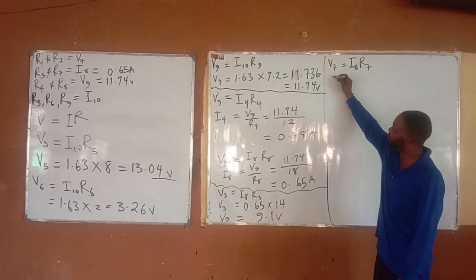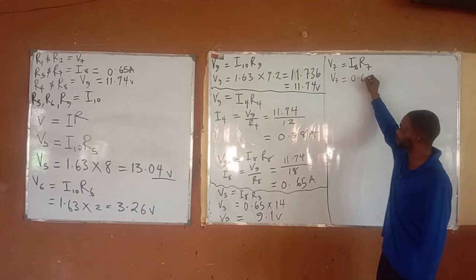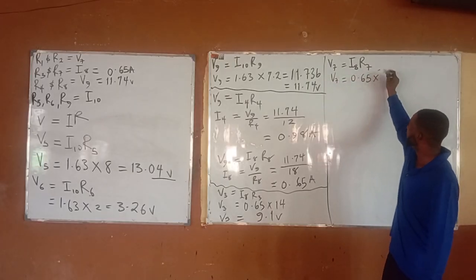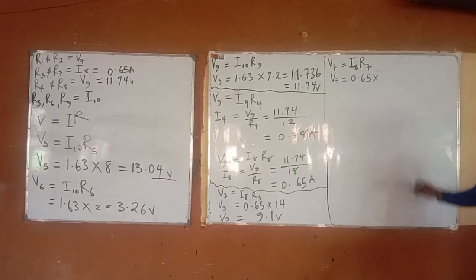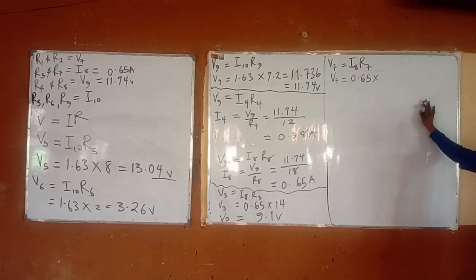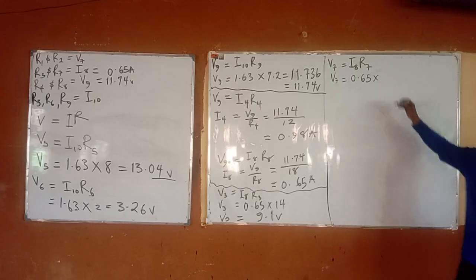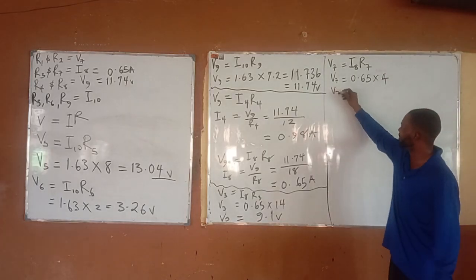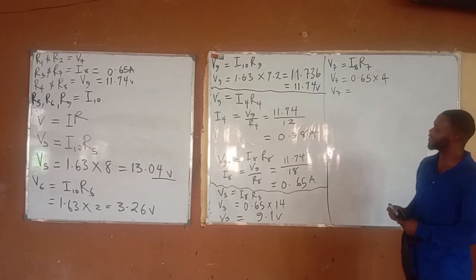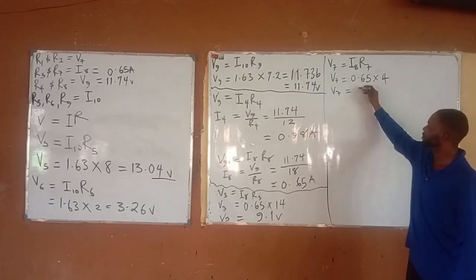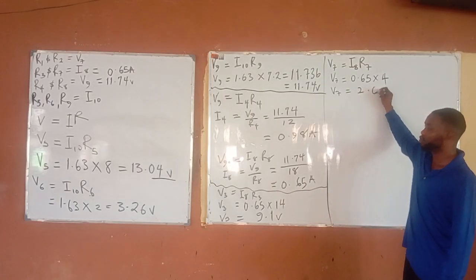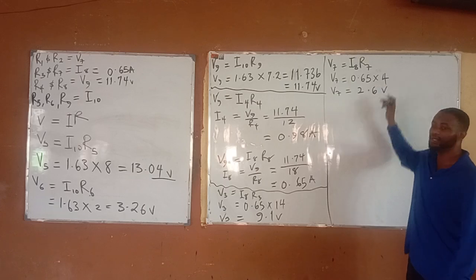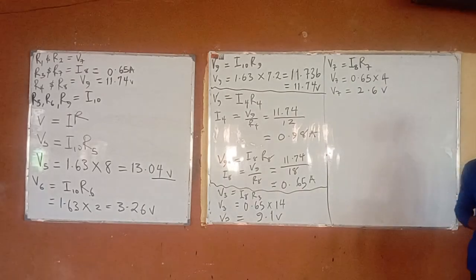So I'm going to be having V7 to be equals to 0.65 times R7. R7 is 4. So V7 is going to be 0.65 times 4. What's the answer? 2.6 volts.